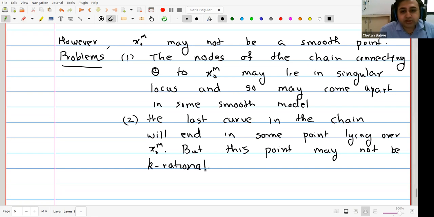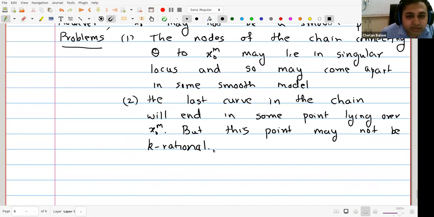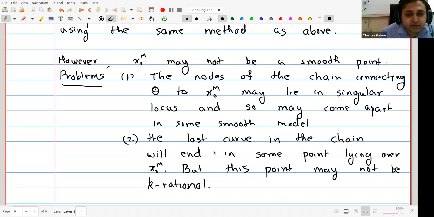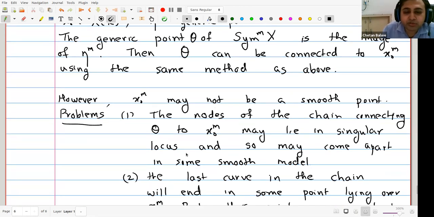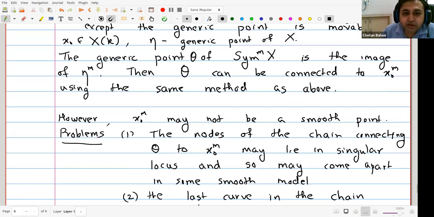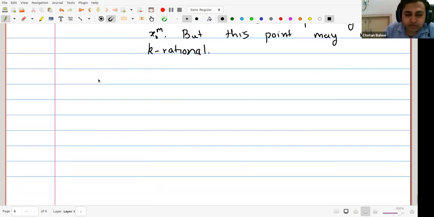So we need to do a couple of tricks to fix these issues. So one thing to observe is that I want to keep my chain. So for the first problem, for this part of the problem, I would like the nodes of the chain to be sitting inside the free locus. But that's actually not very difficult. See, the thing is that I have the image of eta to the m. Let me just explain how this is done.